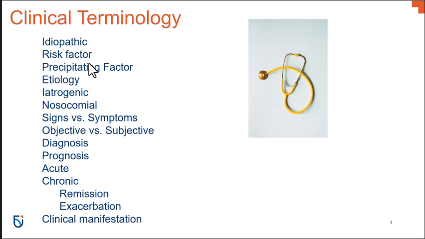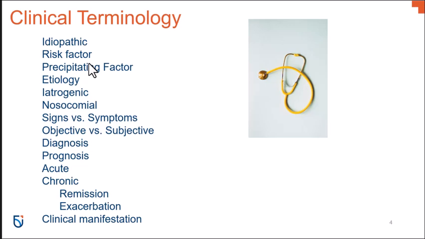Next up is a risk factor. A risk factor is the increased probability that a disease will occur, but it does not cause the disease. So a risk factor is not the cause of a disease, but if one is present, it increases the probability that a disease will occur.